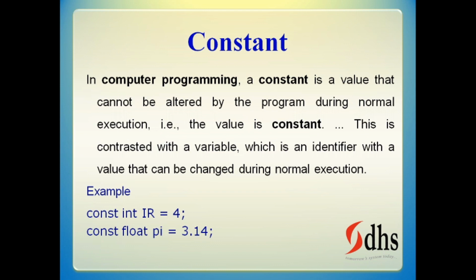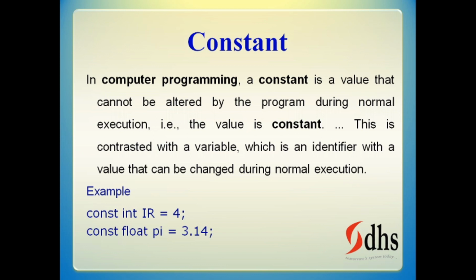In computer programming, a constant is a value that cannot be altered by the program during a normal execution. That is, the value is constant. This is in contrast with a variable, which is an identifier with a value that can be changed during normal execution. We can say the earth is a constant. In a program it is nothing but one variable only, but we can't alter the value.